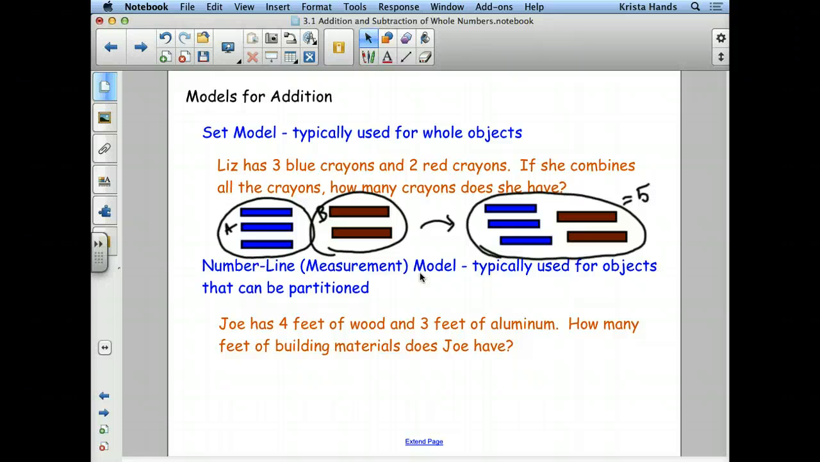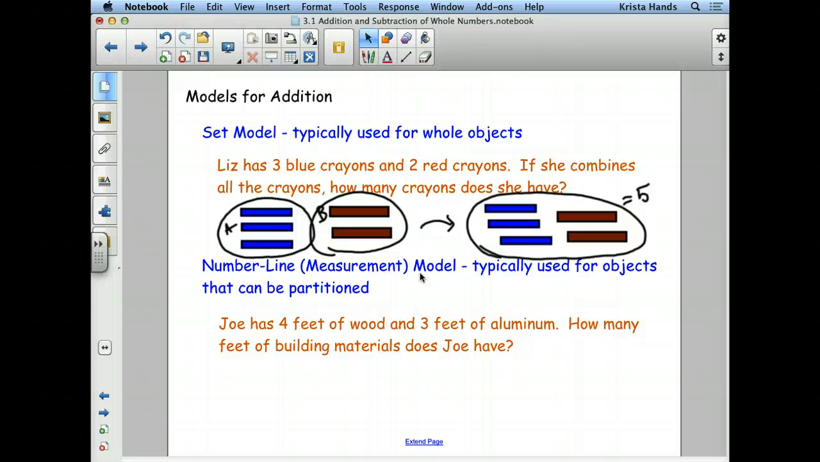Next one's actually different. The next one's called a number line or a measurement model. It's typically used for objects that can be broken into pieces. I recognize that crayons can be broken into pieces, but that's not usually what we think of when we think about a crayon. If I talk about having a crayon, you don't know how big the crayon is, you still call it a crayon. Well, this one's different, because we have 4 feet of wood in one case, and 3 feet of aluminum in the other case. This is actually measured in feet.